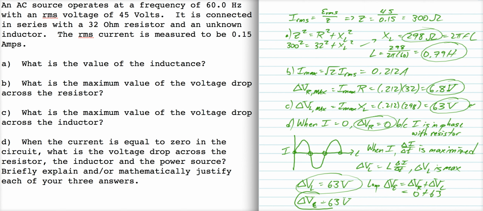Right, now you can't use the loop rule here. Like, I couldn't say that the voltage drop across the resistor is 69.8 volts or whatever, because these two voltage drops, these two maximum voltage drops, do not occur simultaneously, right? This one occurs when the current is maximized, and this one occurs when the current is 0. So you can't use the loop rule with these. They occur at different times. But we can use the loop rule down here because it occurs at a specific time when the current is equal to 0.